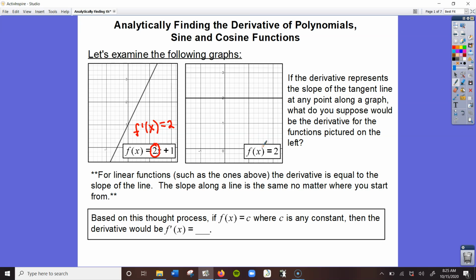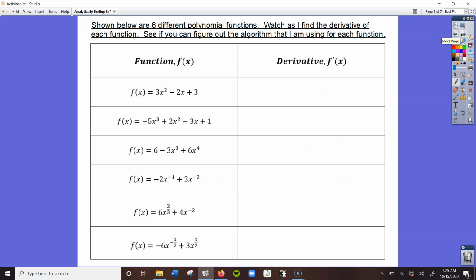Now for constants, right, so f of x is equal to 2, we just have a horizontal line. And the slopes of all horizontal lines are equal to 0. So following that logic, if f of x is equal to c, where c is any constant, then the derivative would be f prime of x is equal to 0. Now let's have a look at some other examples.